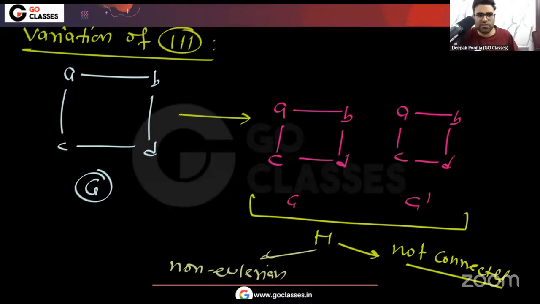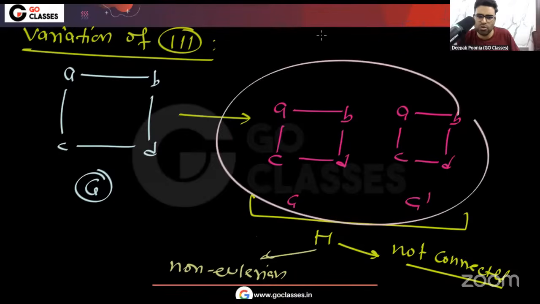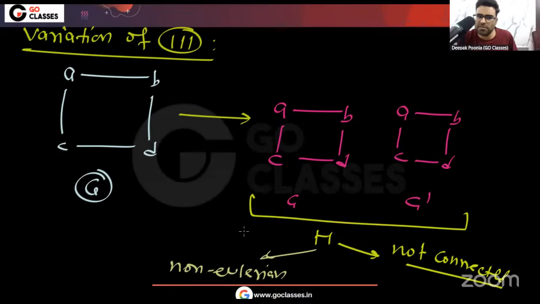Okay, so can I say this variation will work or not? Very simple question I'm asking: will this variation of third work or not? Because remember, this new graph that you got is not connected. So this graph is non-Eulerian. This graph is not Eulerian. Okay, so tell me one thing. Is this variation working or not?